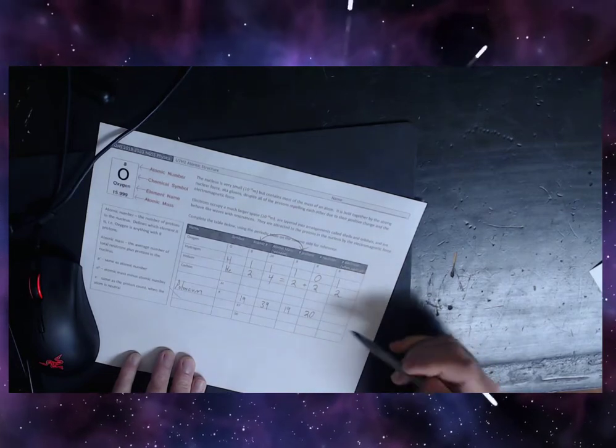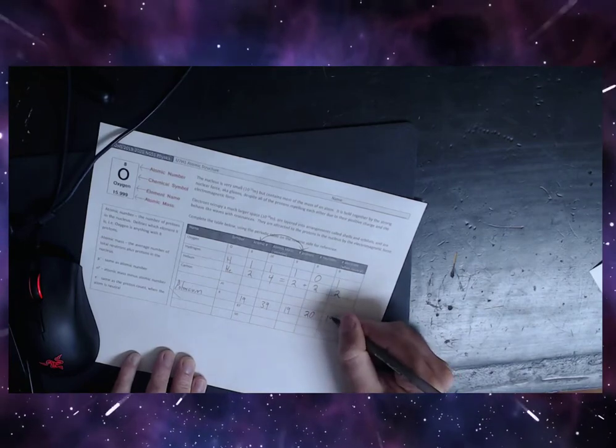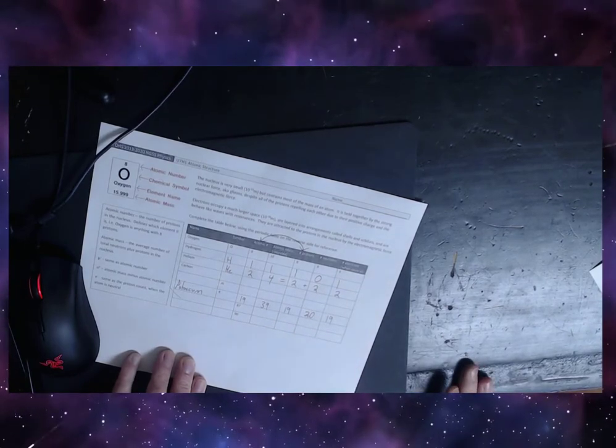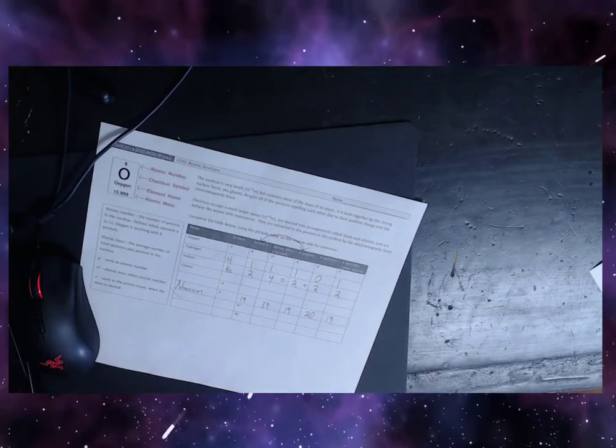And last up, the electron count we're assuming is neutral. We're assuming that it's staying the same as the proton count for right now. When you guys take chemistry, you'll find out all the rules for how that's not necessarily always true, which is a good thing because atoms have to bond together and stuff.